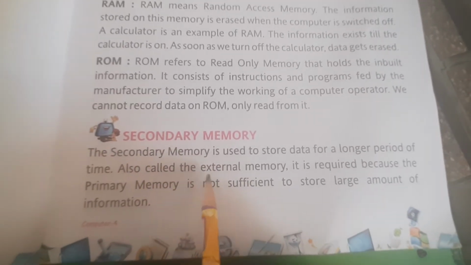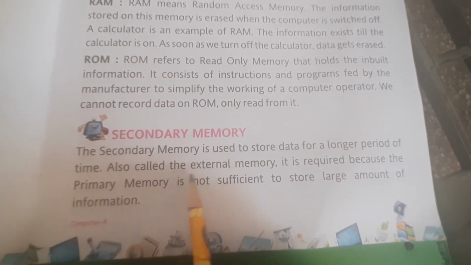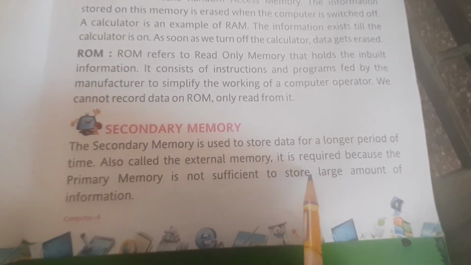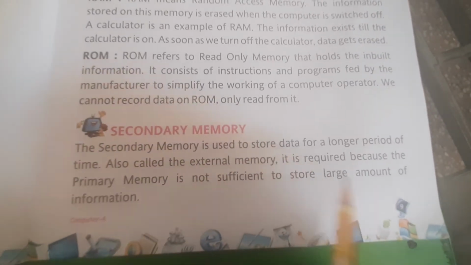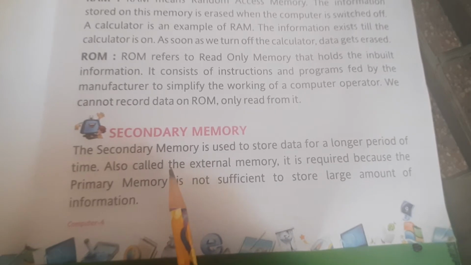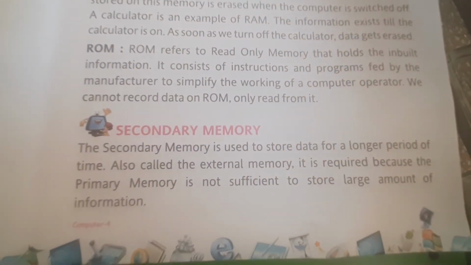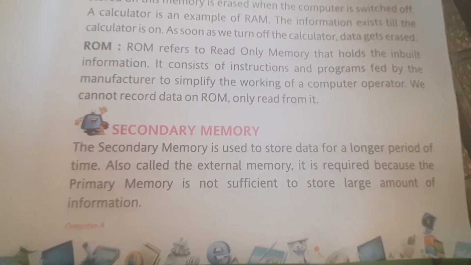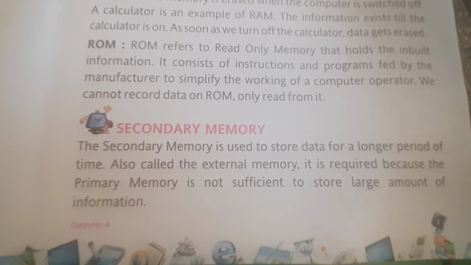The secondary memory is used to store data for a longer period of time, also called the external memory. It is required because the primary memory is not sufficient to store a large amount of information. So children, secondary memory is used because we need to save the data for a very long period of time. And that is why we need it.